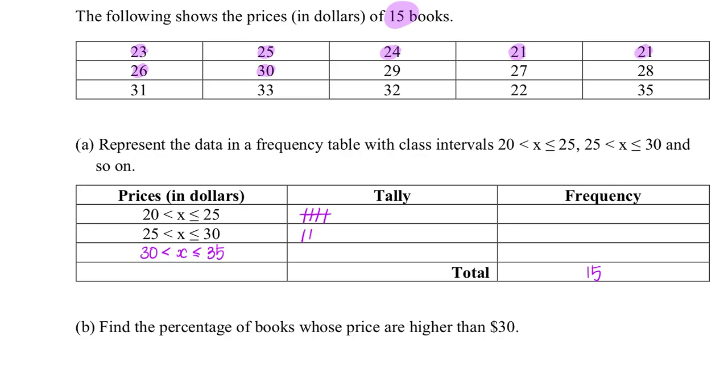30 is here. 29 is here. 27. 28. 31. 33. 32. 22, this one, and 35. And we are done. Now is to count the frequency, and therefore we will have 6, 5, and 4, and they do add up to 15. So we are good.